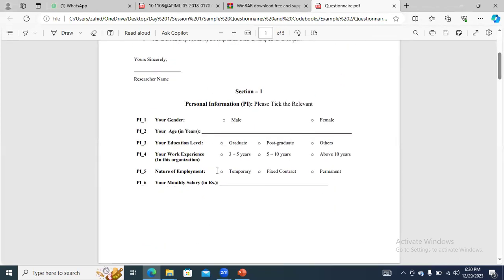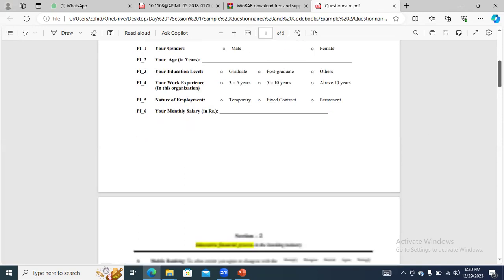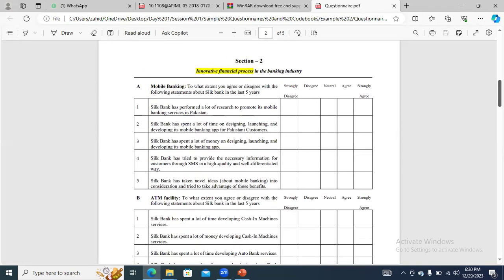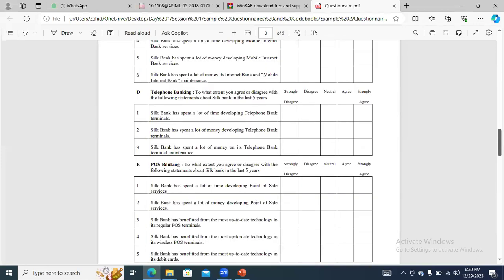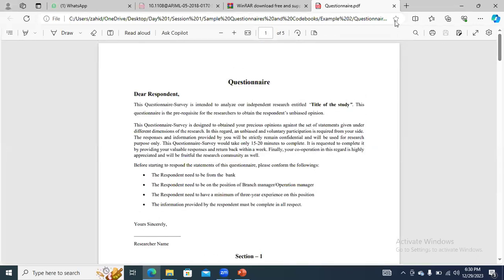And then I created the demographics section and asked different questions. Then I created a number of statements, and I can codify these also as 1 to 5. There are a lot of statements here that you can codify easily.